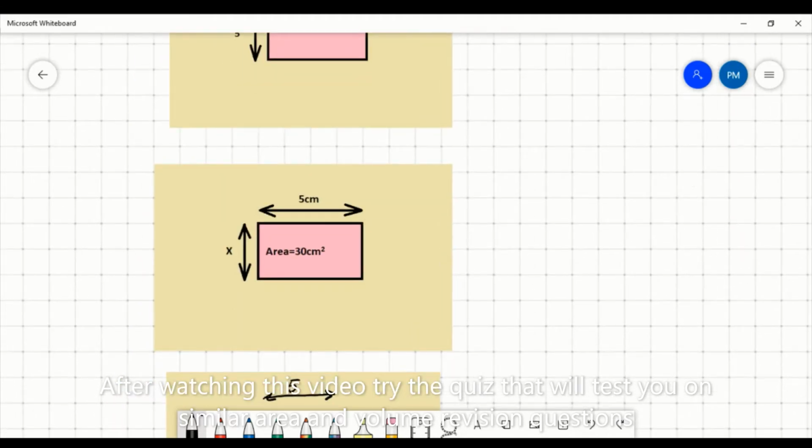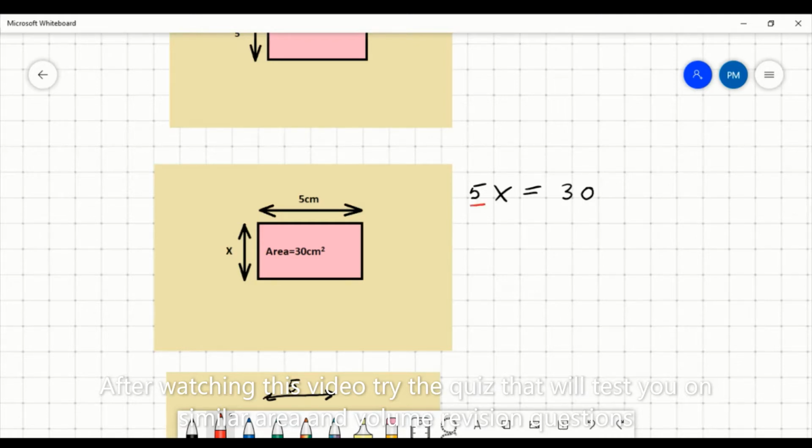In this example, they've given you one of the sides, they haven't given you the other side, and they've given you the area. So we need to use algebra to find out what the missing side is. Again, we're going to multiply this side by this, and we get 5 by x is equal to our area, which we are given, which is 30. The next thing we need to do is divide both sides by a number that will give us x by itself.